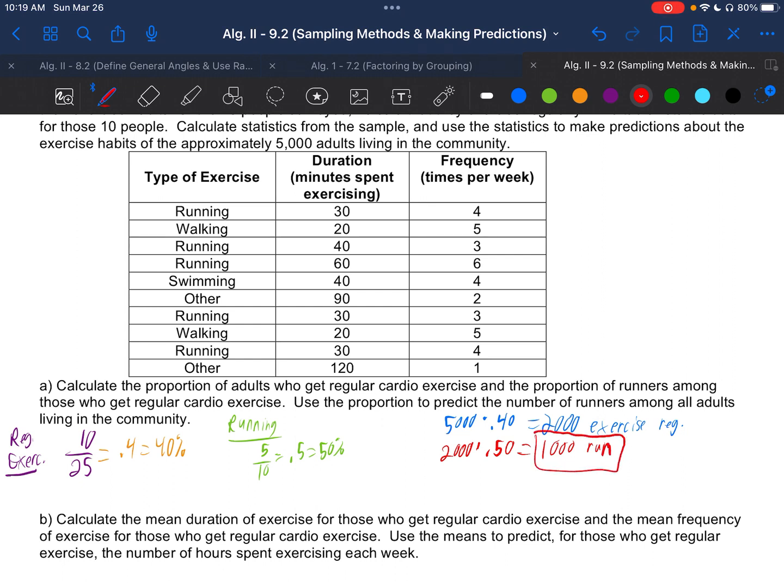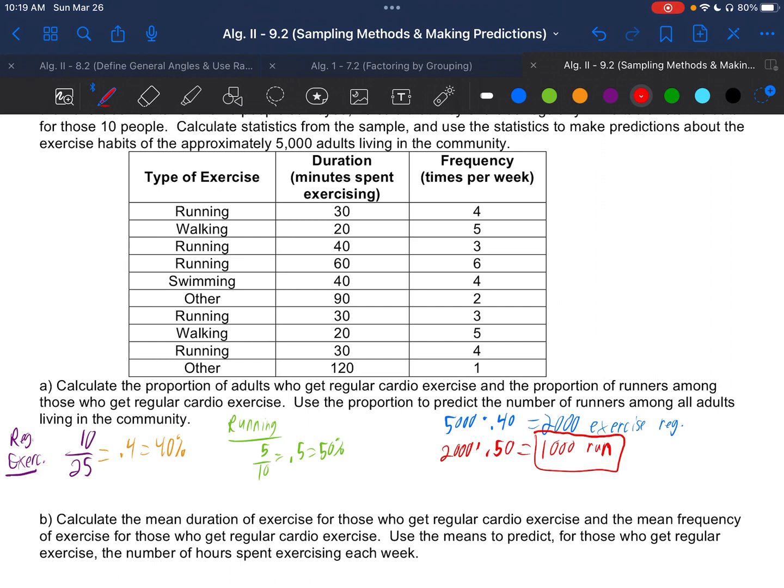And that's if this sample of 25 adults holds true for everyone. So it's very possible that in this group of 25, because it's so small, you had a disproportionate amount of runners. Maybe there's too many or too few. So the real number of runners out of the community might be more or less than 1,000. But we're just using this to predict how many there might be.